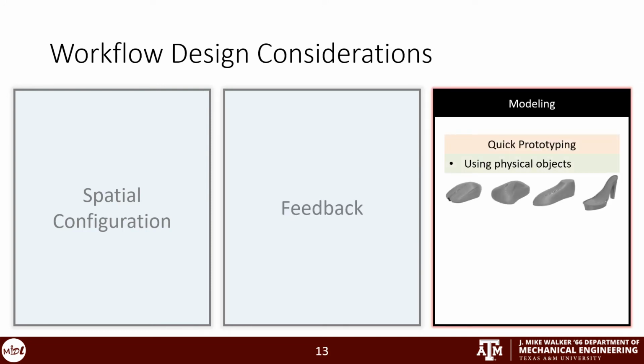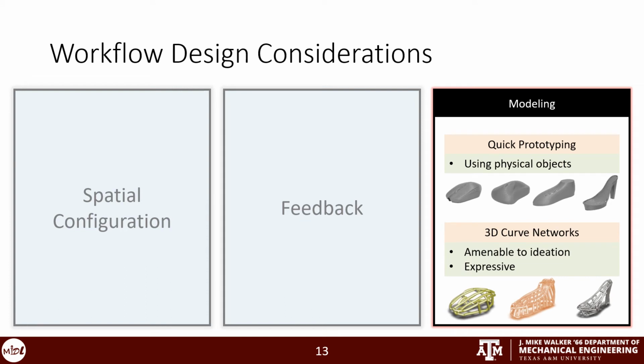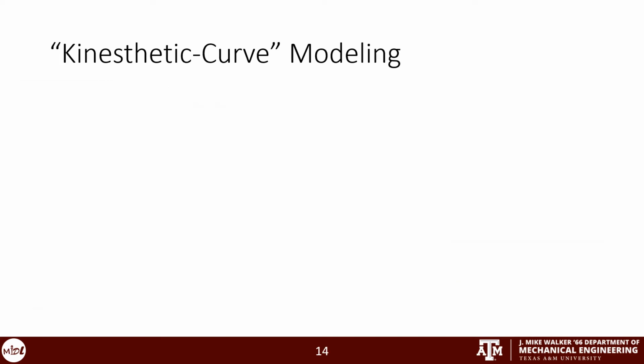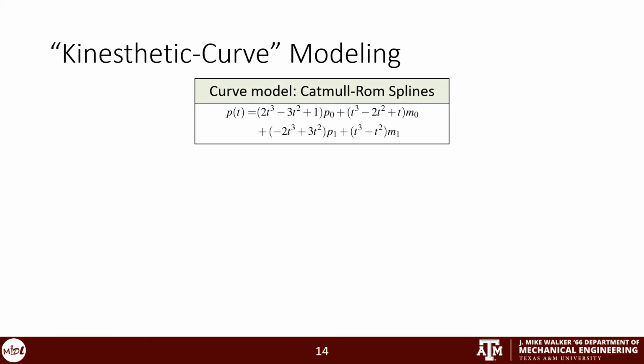The goal of this setup was to enable users to do quick prototyping by using physical objects as scaffolds. We chose curve networks to model the prototypes because it offers a good representation for quick prototyping, and similar to sketches in 2D, 3D curve networks still have the ability to express the overall shape without the necessity of complex 3D modeling. We represent the curves as Catmull-Rom splines, which are basically a special case of cubic Hermite splines.